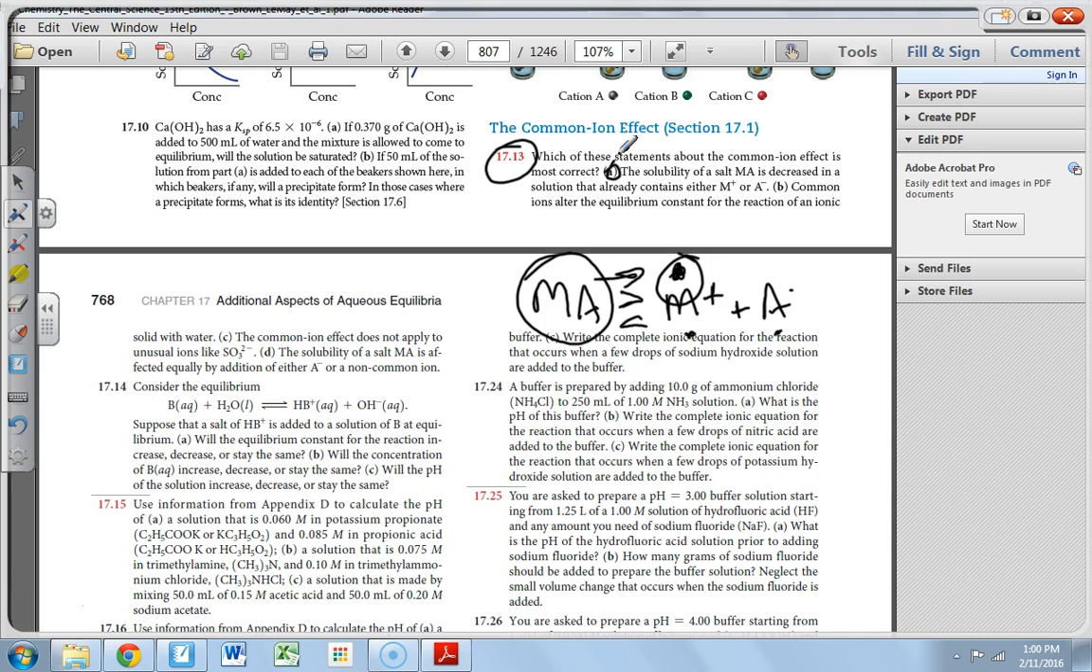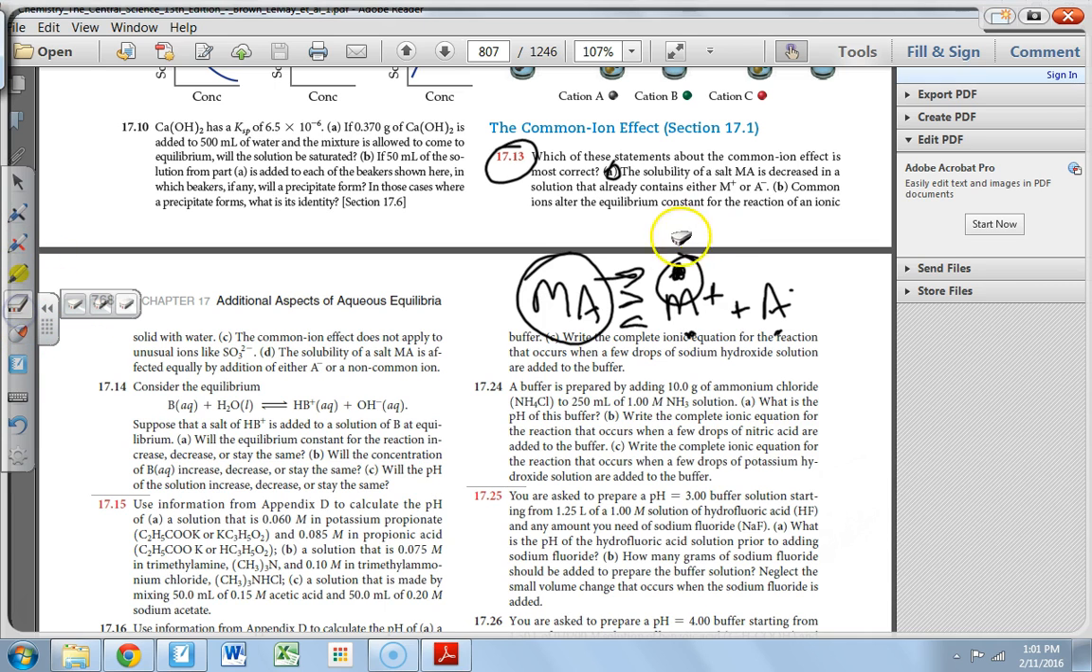Now choice B says common ions alter the equilibrium constant for the reaction. Absolutely not. No way. I know that's not true because there's only one thing that alters the equilibrium constant, and that is temperature. And C, the common ion effect does not apply to unusual ions like sulfite. No, the common ion effect applies to all ions. So I know that that's not true.